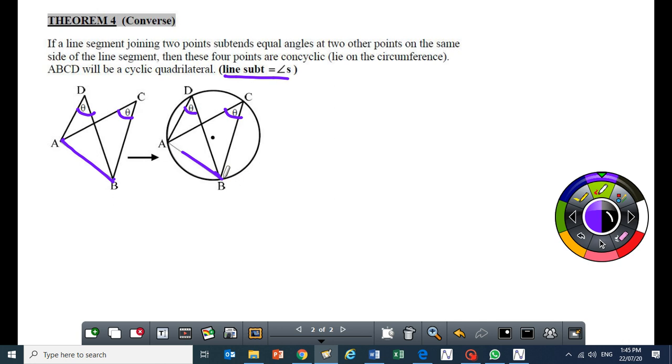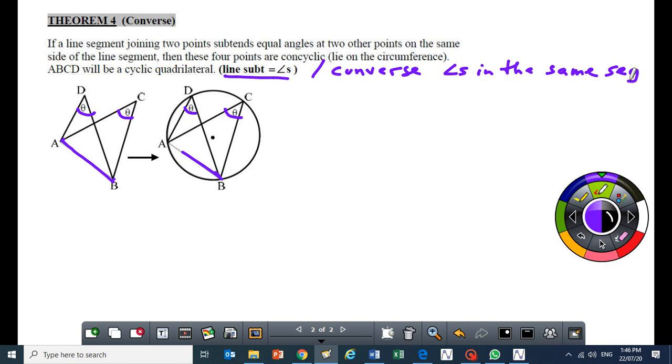Now we can also write that as converse angles in the same segment. Another way of writing is to say converse angles in the same segment. That's another way of writing line subtends equal angles.